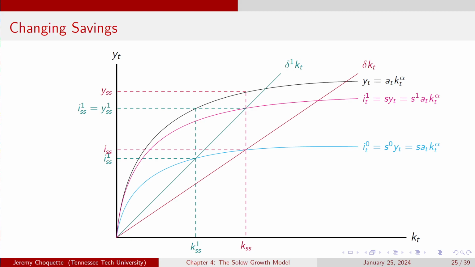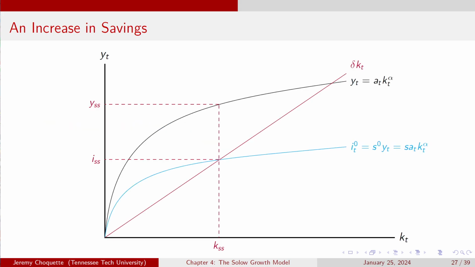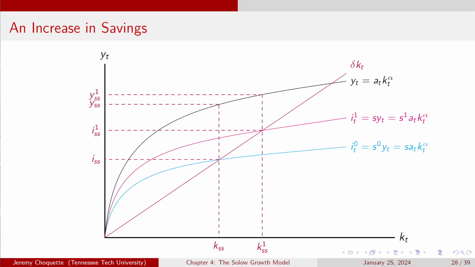So when you change that, investment shifts up, we invest way more and we consume way less, but now output is the same as where it was before. So let's just increase the savings rate by itself, not in response to an increase in depreciation, right? So now we're just starting out with where we were before that depreciation change.